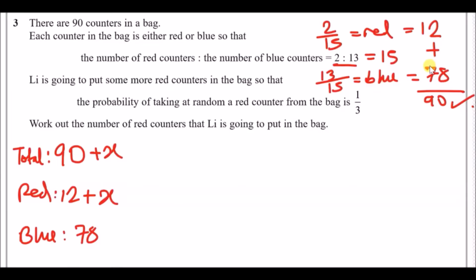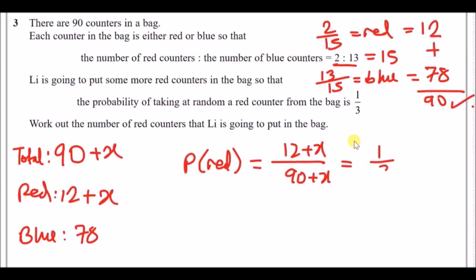Okay. Now it says here that the probability of taking at random a red counter from the bag is a third. So this means that the probability of taking a red, and you know how many reds there are, you have (12 + x)/(90 + x), and it's going to equal a third. Okay. Work out the number of red counters that Lee is going to put in the bag.